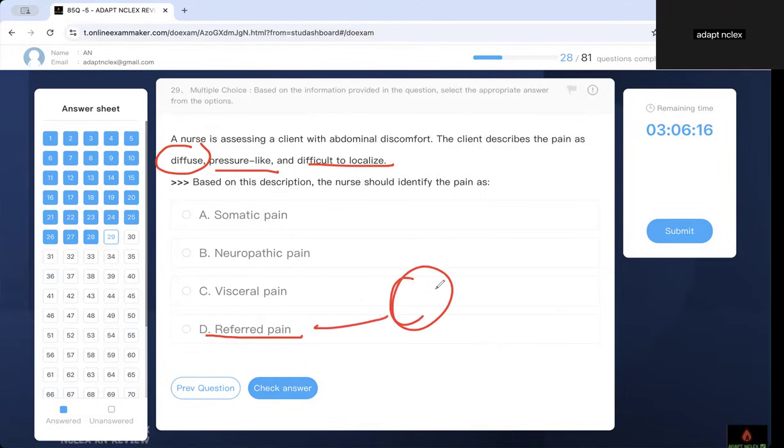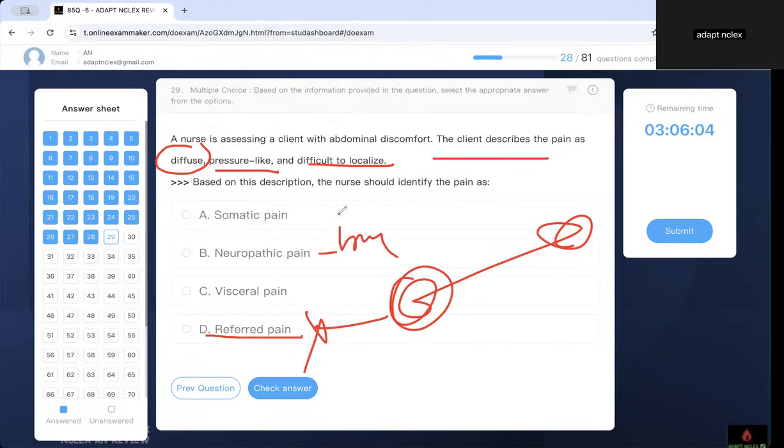Referred means it's moving from one place to another. There's nothing in the question that says something is moving from one place to another, so it's gone. Neuropathic pain, the word is burning. There is nothing burning here.